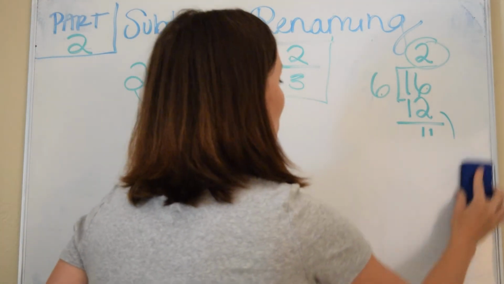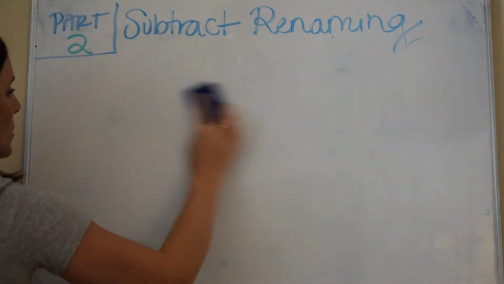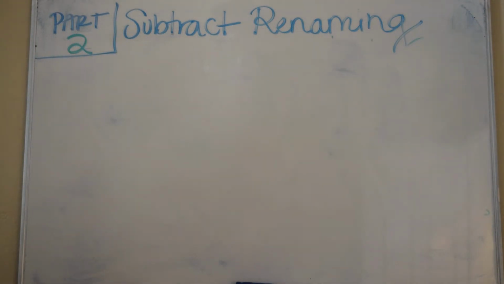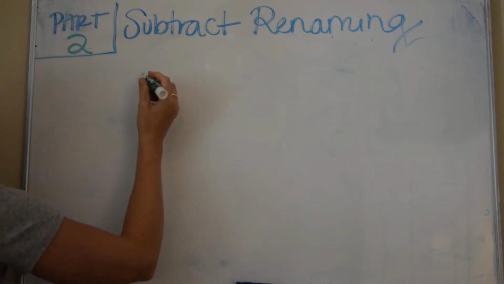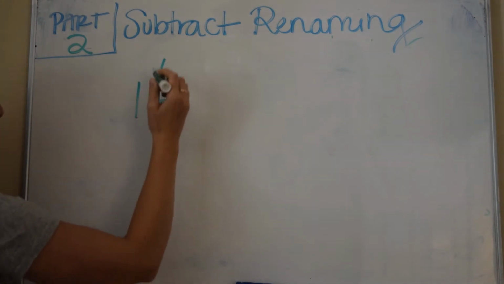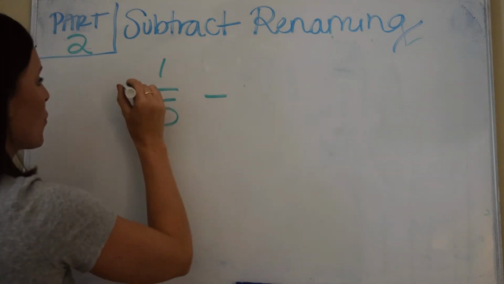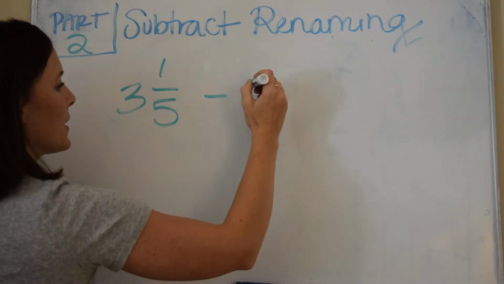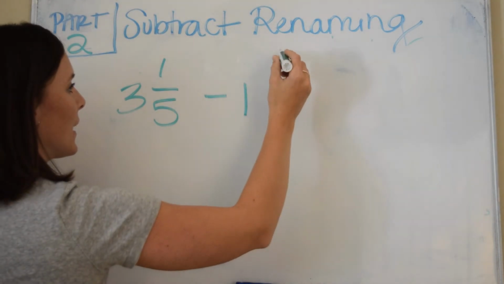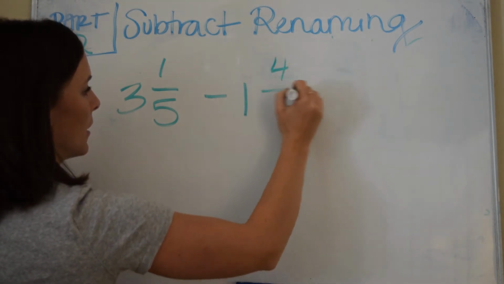So the first example in part 1 was using a number line. That's my favorite method, but if you like this method, you can absolutely use it. Let's say I had 3 1/5 minus 1 4/5. How about that?